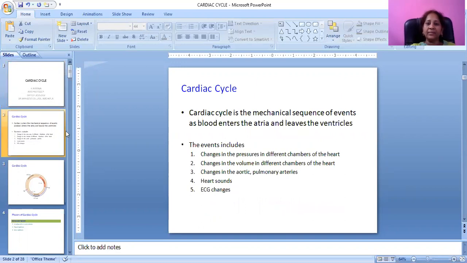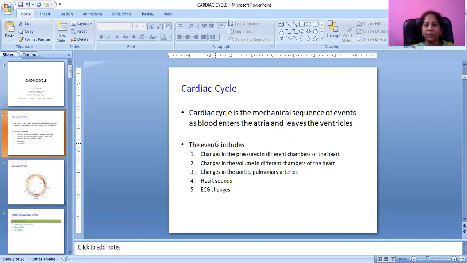it is the mechanical sequence of events as blood enters into the atria and leaves the ventricles. The events include changes in the pressures in different chambers of the heart, that is atria and ventricles, changes in the volume of different chambers of the heart, changes in aortic and pulmonary arteries, heart sounds and ECG changes. These are the steps involved in the cardiac cycle.